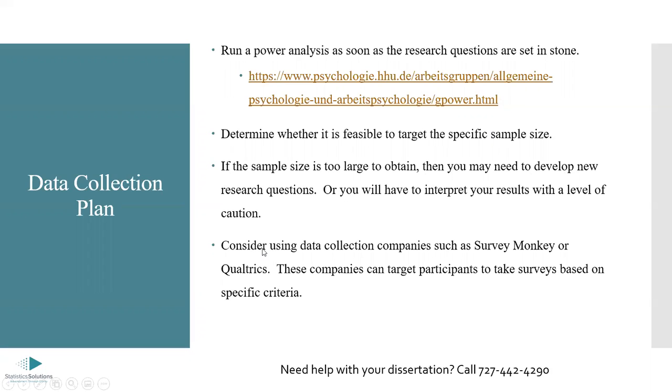Okay, so then, a lot of students today are using SurveyMonkey and Qualtrics to target participants. So you can give SurveyMonkey and Qualtrics specific criteria: location in the US, job type, income type, socioeconomic status, race. You can put as many criteria as you want, and these companies will target participants for you, and they charge per response. The more criteria that you add, the more expensive it is.